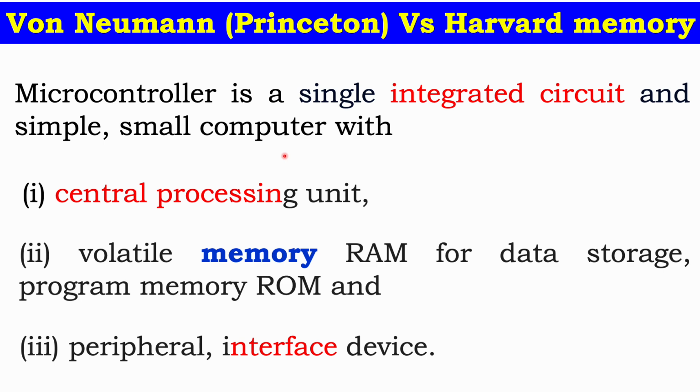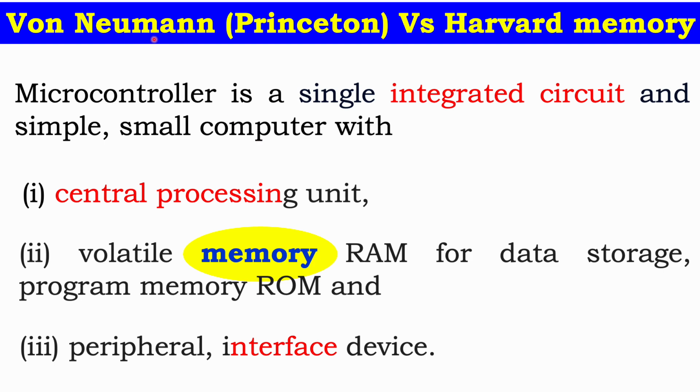Now we will see the two very important computer architectures of a microcontroller: the first is von Neumann, and the second one is Harvard. There are three parts of a microcontroller. One is called the CPU, the second is called the memory, and the third is called the peripheral and IO devices. The important one here is the memory. So according to the memory architecture, there are two types of microcontrollers.